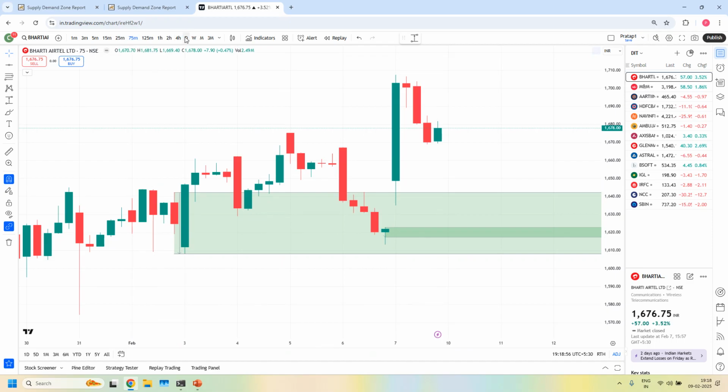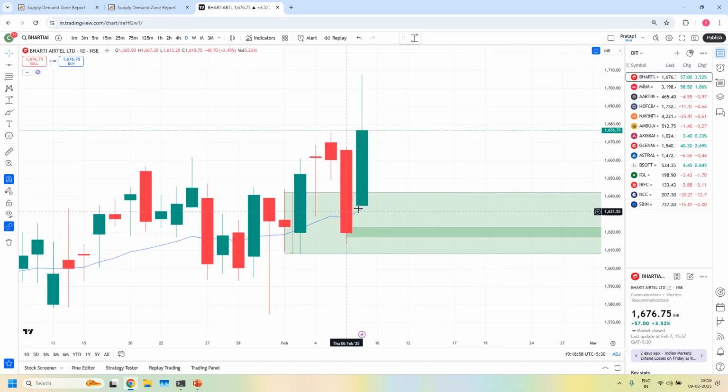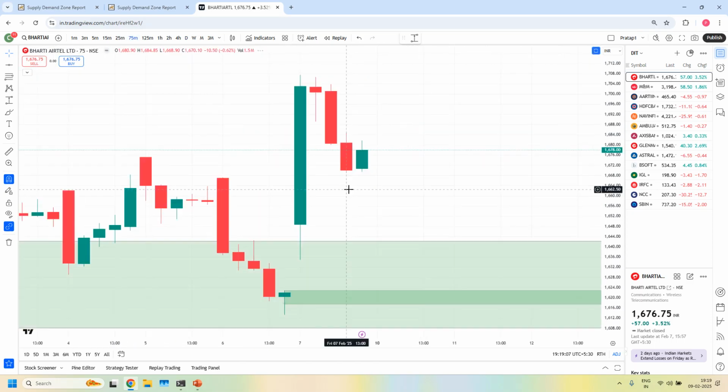Now look at the daily time frame. See, now the daily zone is having an EMA confluence. In the daily, we have this 75-minute zone. This is the beauty of our software.